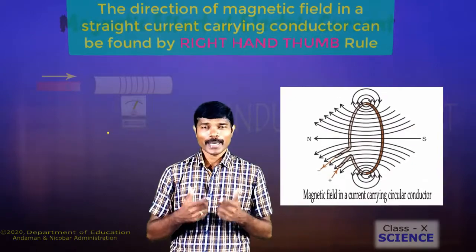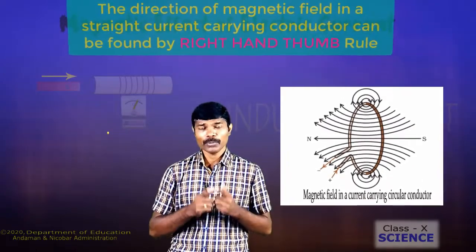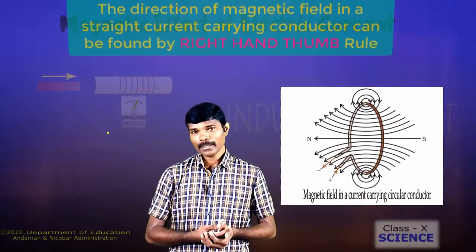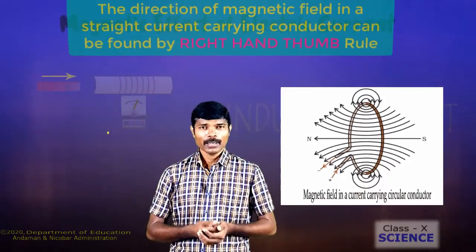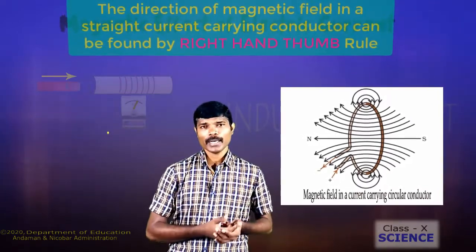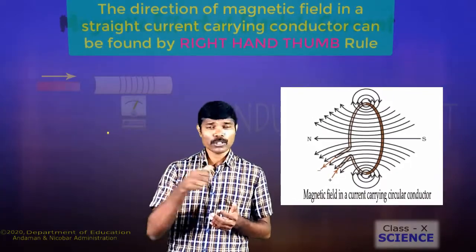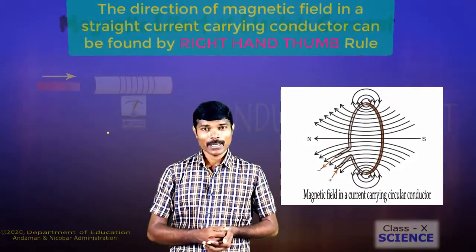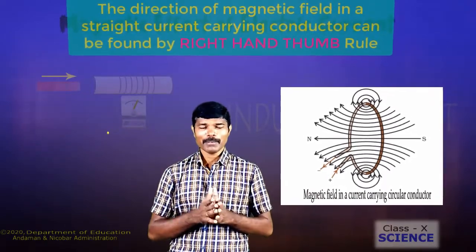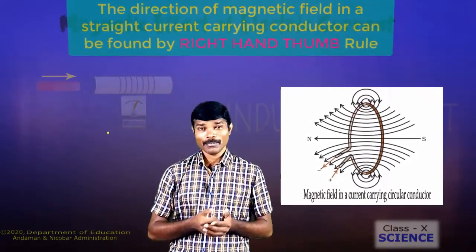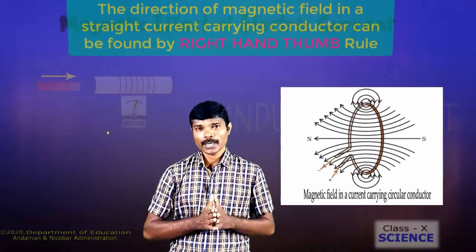And if the current carrying conductor is a circular loop, the same right hand thumb rule will be used to find the direction of the magnetic field, right? But when we go from one end to another end, the position of our hand changes, and the direction of the magnetic field appears to change. But when we hold the conductor, we see the same rule is applied.